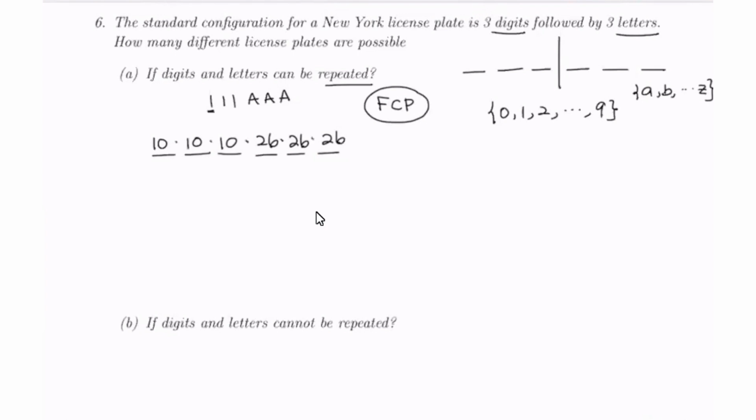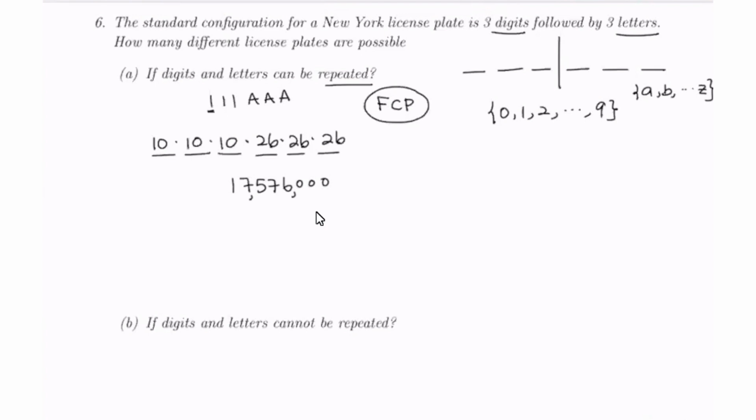And what do we have? It's a huge number, right? 17,576,000. Are we okay with this?